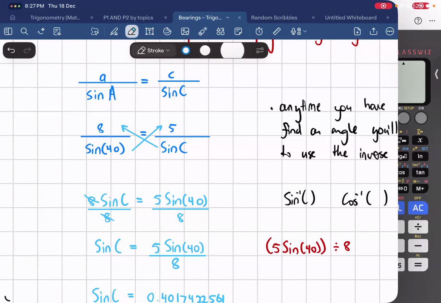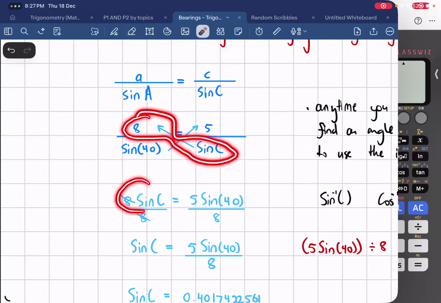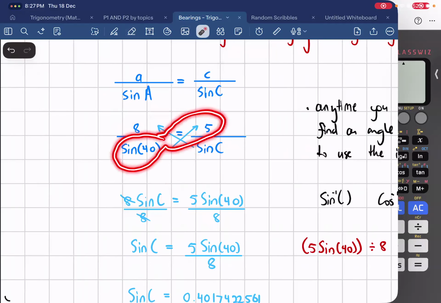Tell it out, right? So we're going to multiply 8 by sine C first. So we're going to end up with C on the left hand side. And then we multiplied 5 by sine 40.